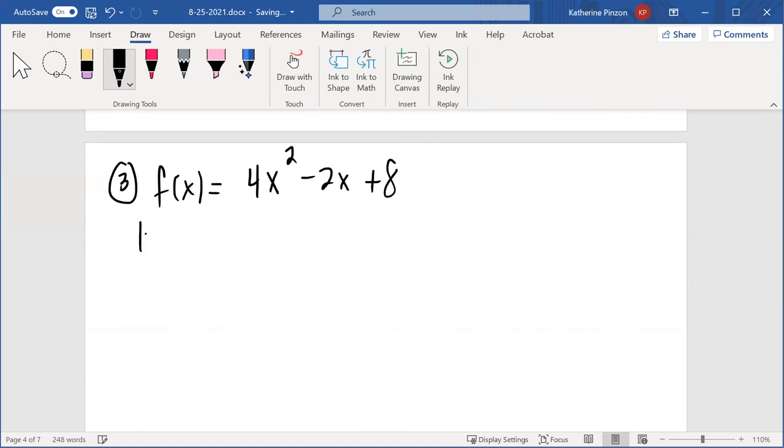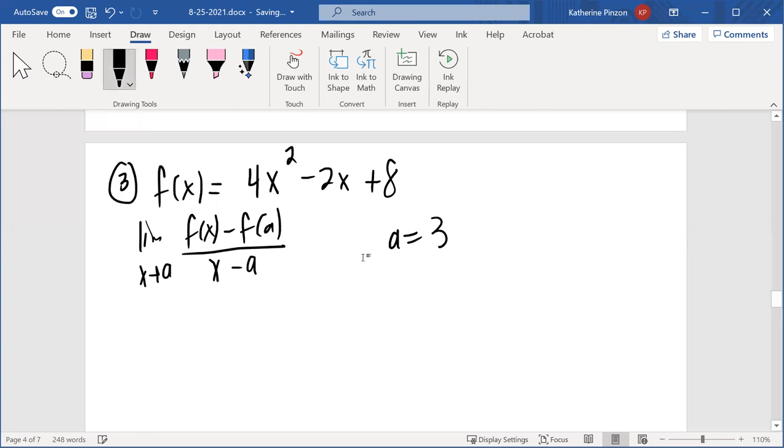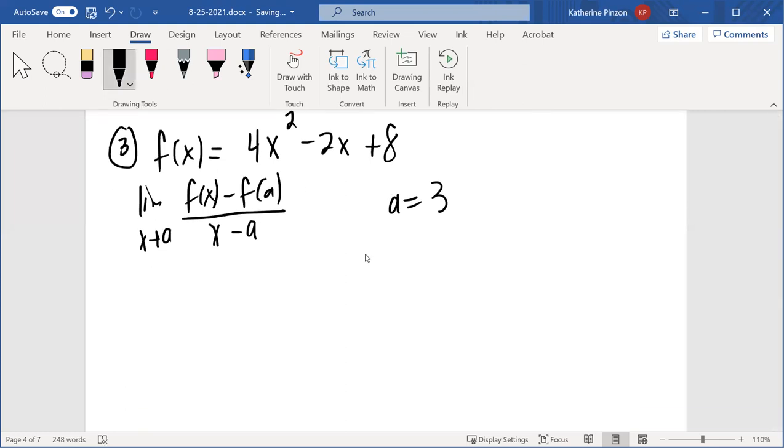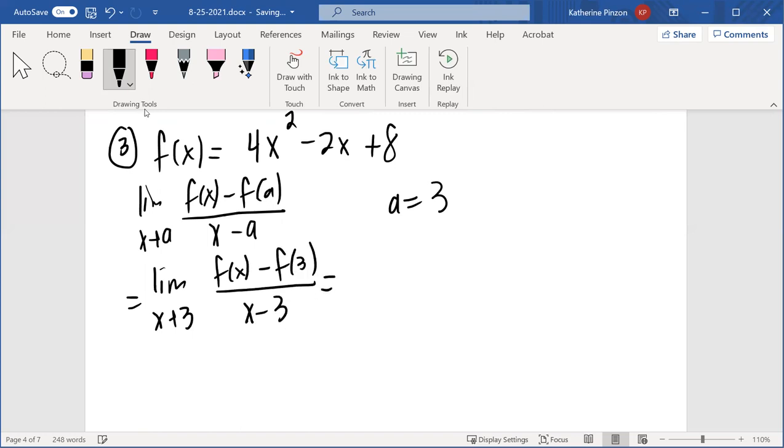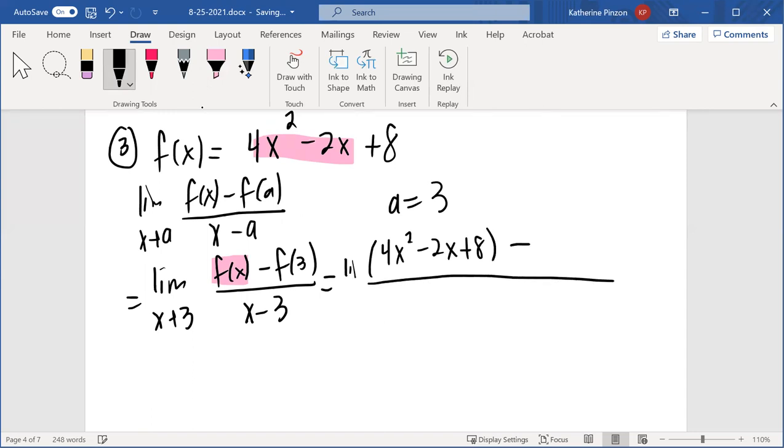Okay, this one says use this definition, limit as x approaches a, f of x minus f of a divided by x minus a, to find the slope of the tangent line at a equals 3. So I have to do limit as x approaches 3, f of x minus f of 3 over x minus 3. Okay, f of x is this function. So 4x squared minus 2x plus 8 minus, whoops, put my limit in there.